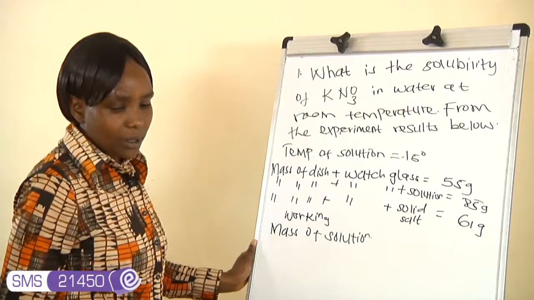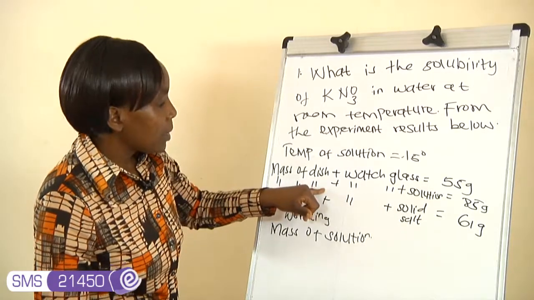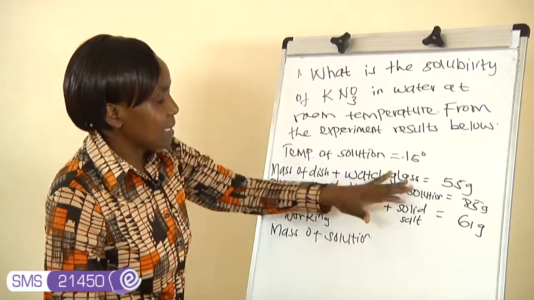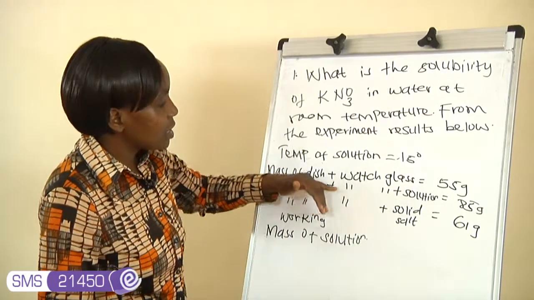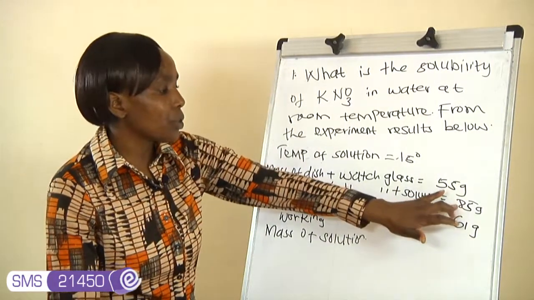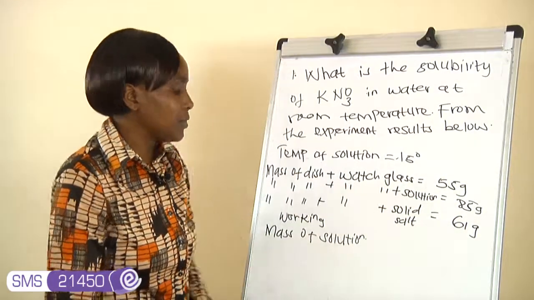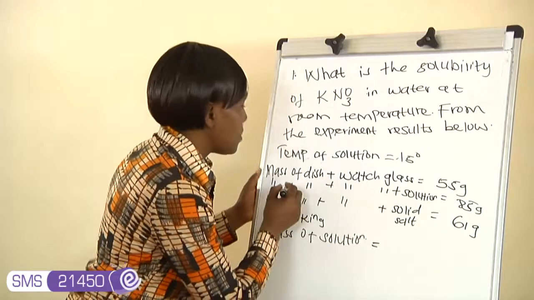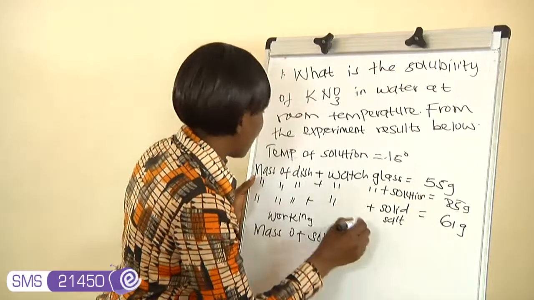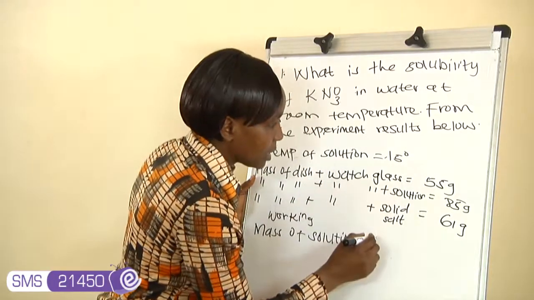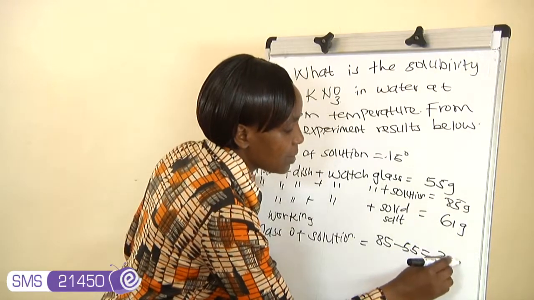And how do we get the mass of the solution? We have already been given the mass of the dish plus the watch glass alone, which is 55. And then we have been given the mass of the dish plus the watch glass plus the solution. So if you want the solution alone, you take this one minus the 55, which is the mass of the dish plus the watch glass plus solution minus the dish plus the watch glass. That is 85 minus 55, which is equal to 30 grams.